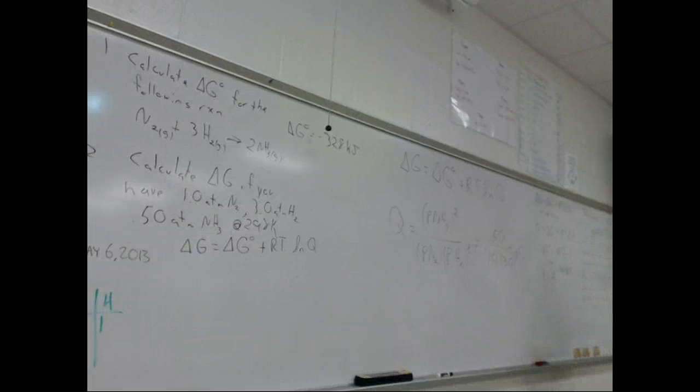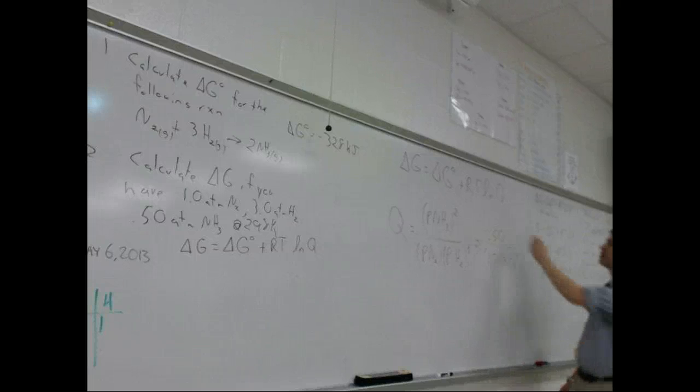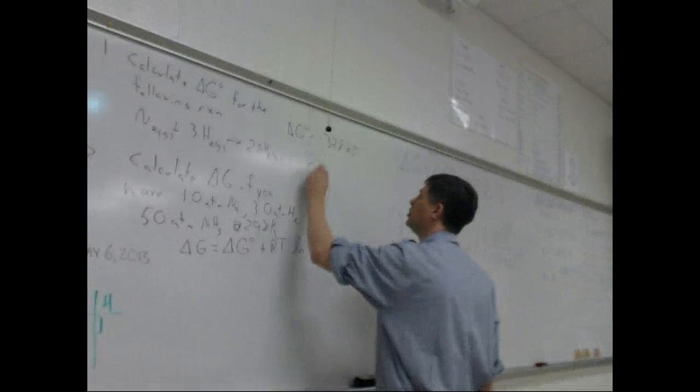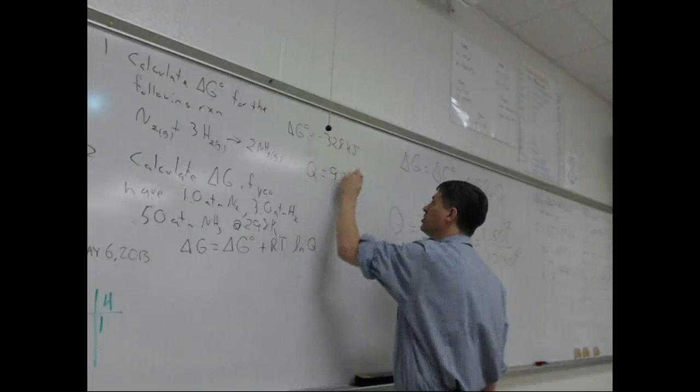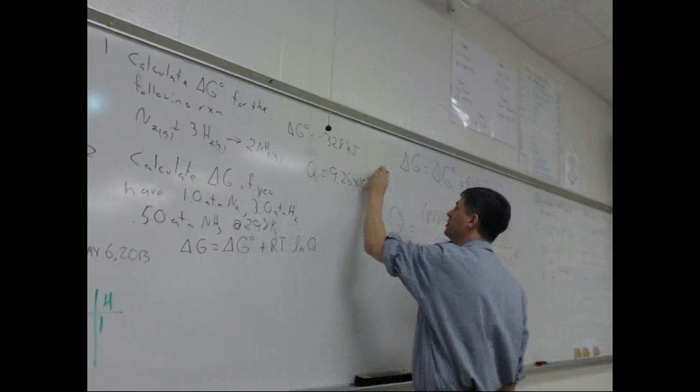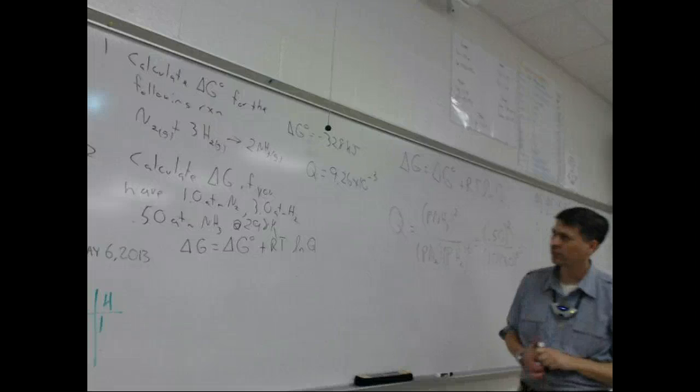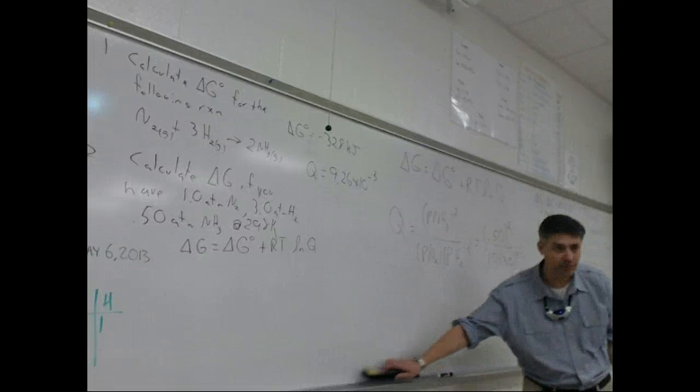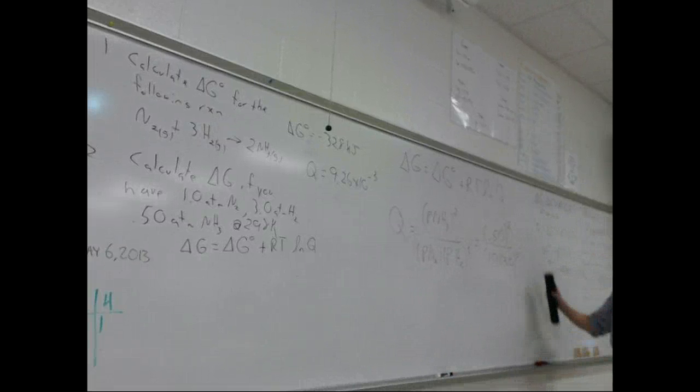So what's 3 cubed? 27. I got 9.26 times 10 to the negative third. Q equals 9.26 times 10 to the negative third. Okay. We have independent confirmation of that number.